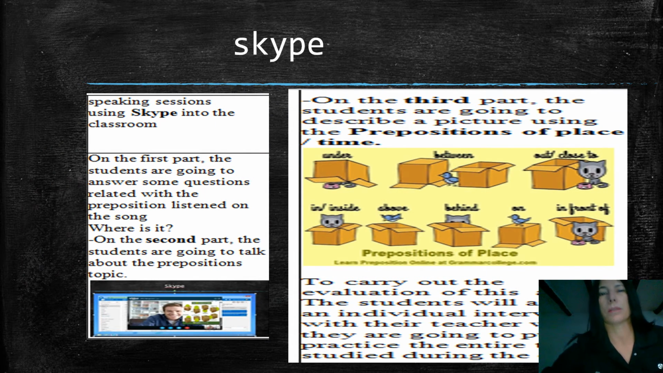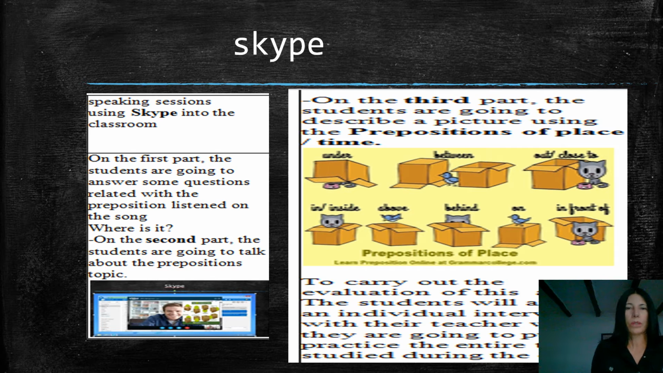Evaluation of this activity using YouTube or Blogger. Continue with the web tool using Skype. You can organize a speaking session using Skype, of course, in the classroom. In the first part, the students are going to answer some questions related to the prepositions listening on the song.